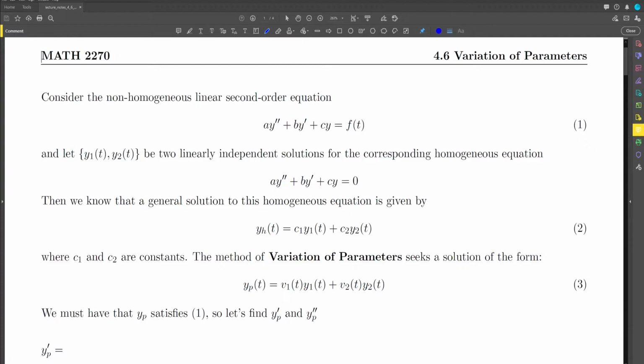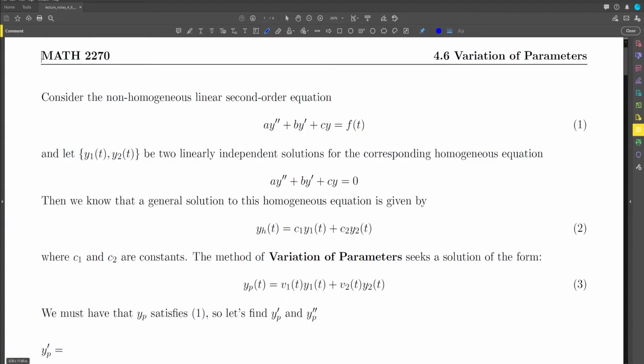The method of variation of parameters seeks a particular solution of the form yp of t equals v1 of t times y1 of t plus v2 of t times y2 of t. So what you see is that we've replaced the constants c1 and c2 by functions.